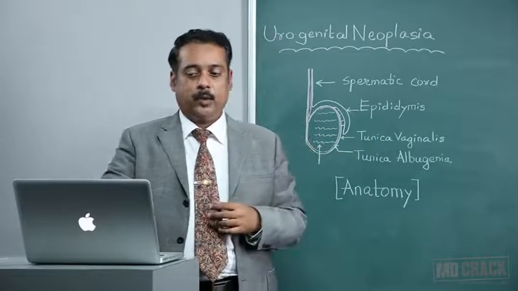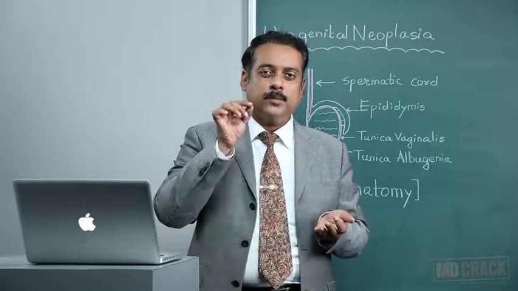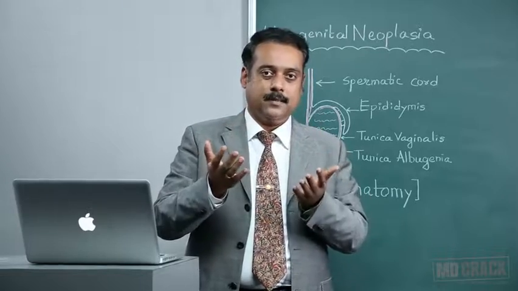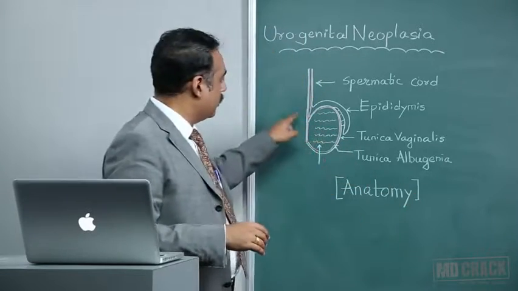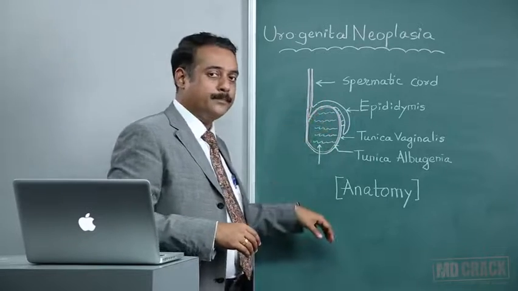That is radical orchidectomy. Otherwise, we can just do a subcapsular orchidectomy for a small and well differentiated tumor, where you do not remove the entire testis. You remove it along with the tunica albuginea, but the remaining structures can go back into the scrotum.